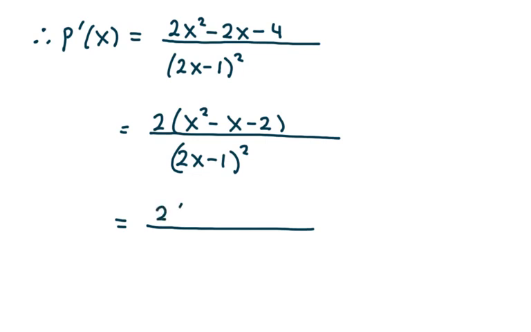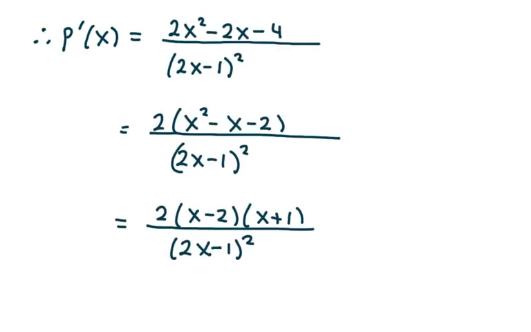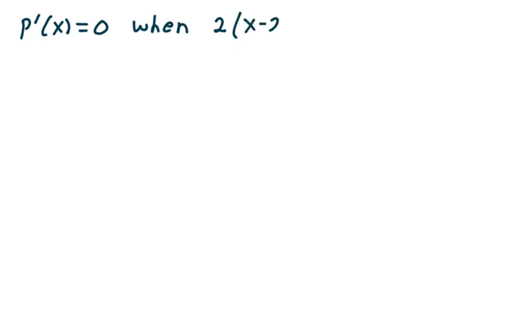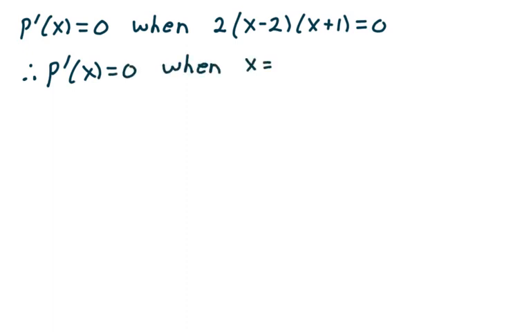Now, this is 2 times (x minus 2) times (x plus 1) divided by (2x minus 1) to the second. So we're going to look at two situations here. Now, P prime of x equals 0 when 2 times (x minus 2) times (x plus 1) equals 0. And so therefore, P prime of x equals 0 when x equals 2 or x equals negative 1.